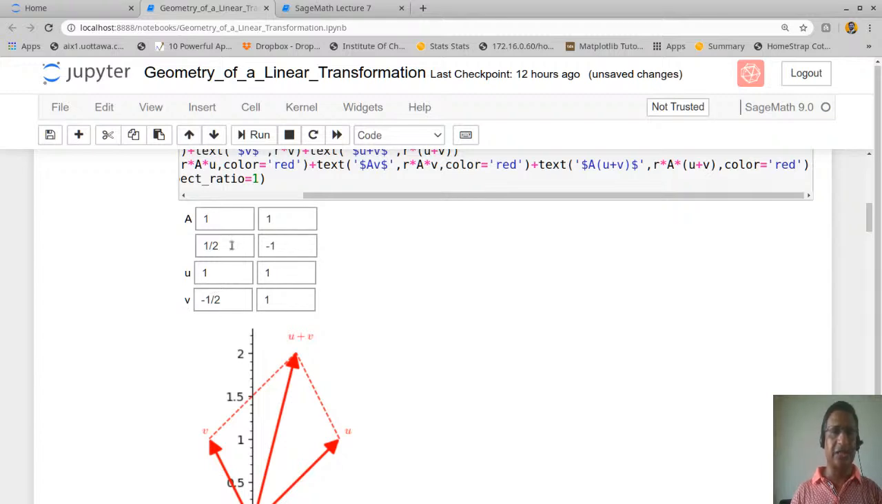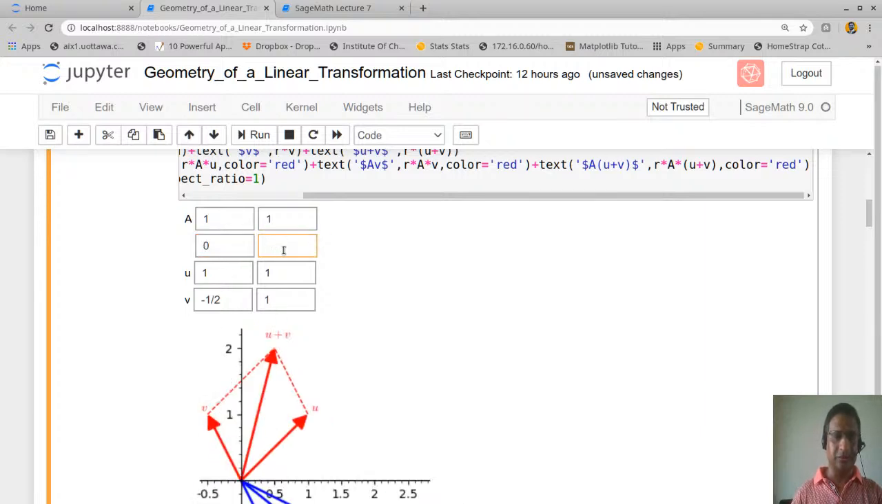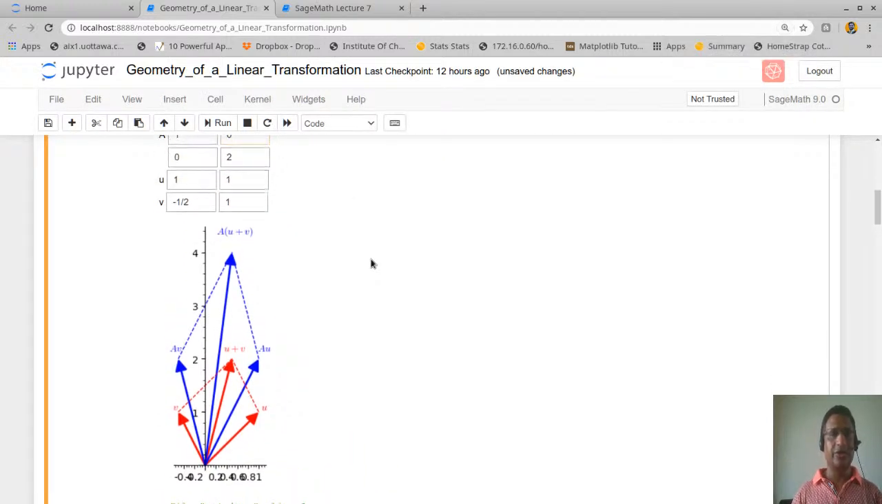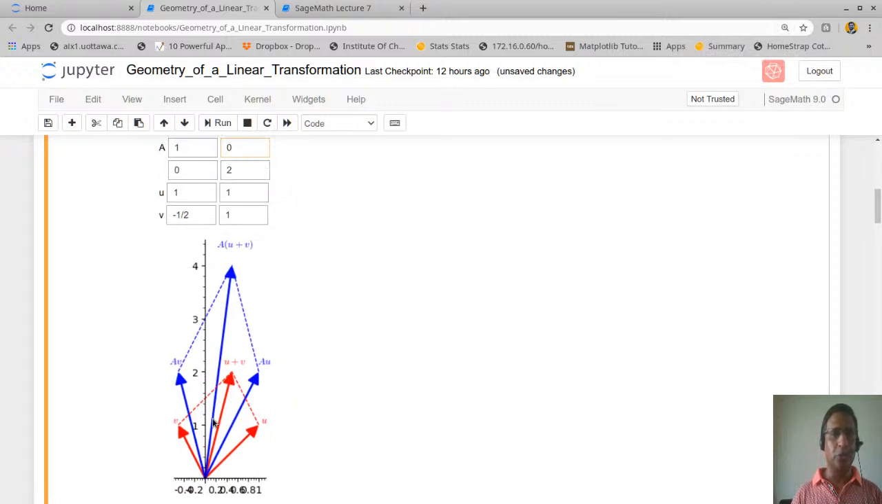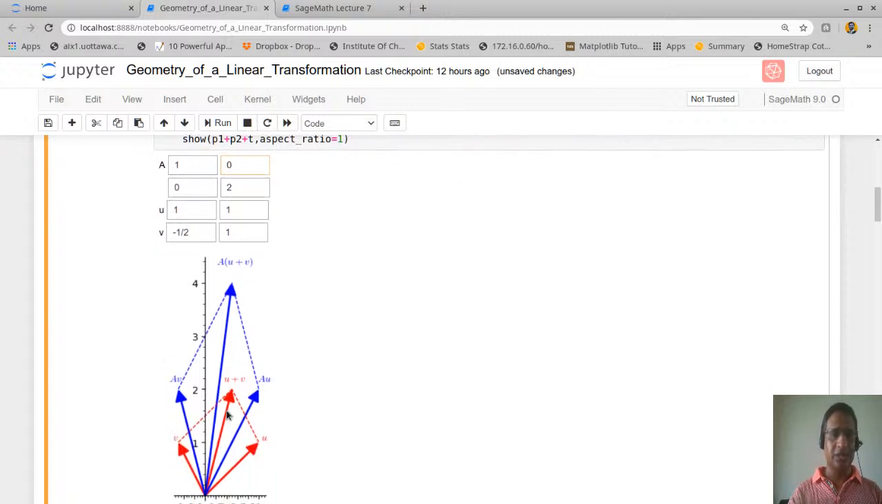So if I change, for example, if I take a diagonal matrix, diagonal matrix 1 comma 2, and then let me reduce the size so that you can see. You can see here the blue color are the vectors in the domain, and the red color are the vectors in the codomain. So on the x-axis it stays the same, and on the y coordinate it extends by 2. That is why you can see here it is elongated by scale 2 along the y-axis.